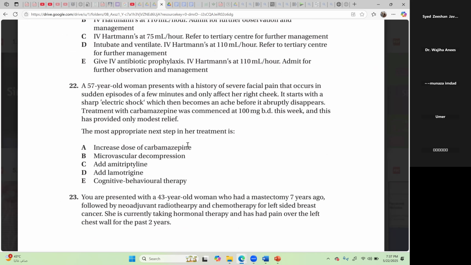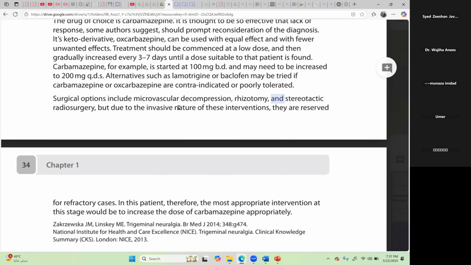What is lamotrigine? What is the mechanism of action? What are the side effects? Similarly, a few words, one or two words, about cognitive behavioral therapy. Okay, microvascular decompression, how it works. Similarly, what they have written, rhizotomy. You should explore the words. What is stereotactic surgery? As they were used in awake craniotomy as well.